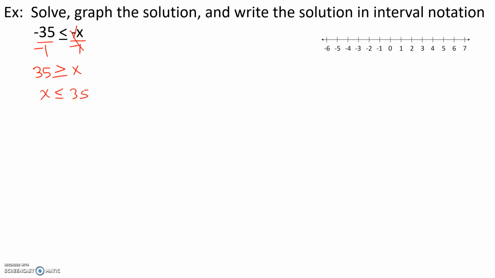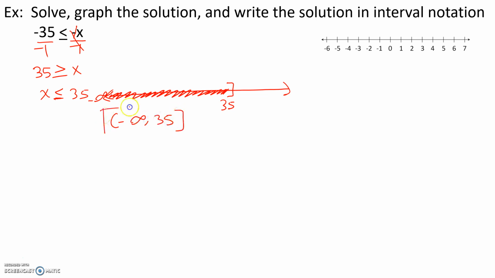So we want the set of all numbers that are less than or equal to 35. Here's what that would look like. We have a bracket on 35 since we have an equal to sign, so this means 35 is included in our solution set. And we want the set of all numbers that are less than or equal to 35. Less than means we're going to shade to the left, since the numbers are getting smaller and smaller, and they will approach negative infinity. So our interval notation is going to be negative infinity, comma, 35 with a bracket.